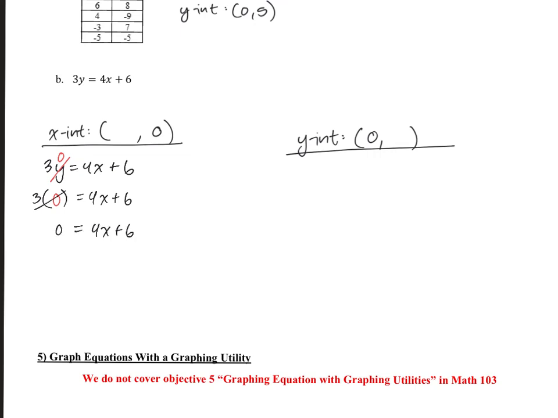Okay, to solve for x, let's subtract 6 from both sides. And we get negative 6 equals 4x. Solving for x by itself, divide both sides by 4. We can simplify that to negative 3 over 2 equals x. And that is my x value for my coordinate point. And there we go, I have my x-intercept. Okay, pause the video and take a moment to try to solve for your y-intercept.